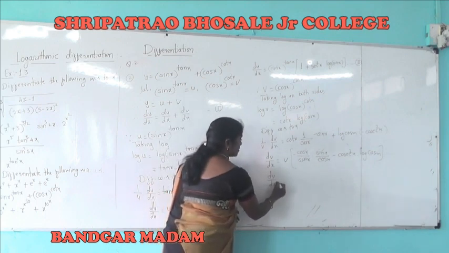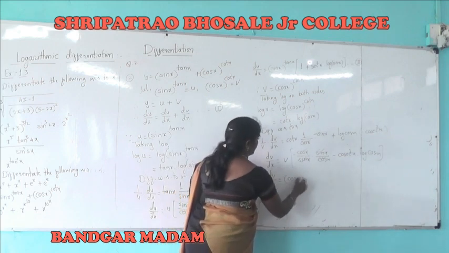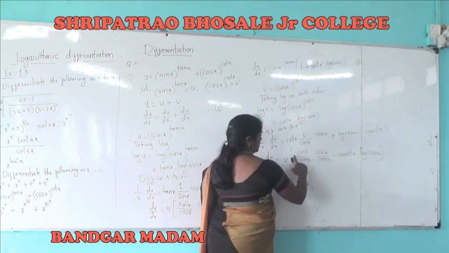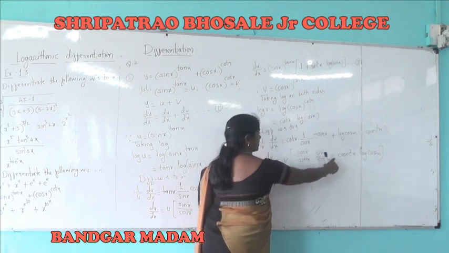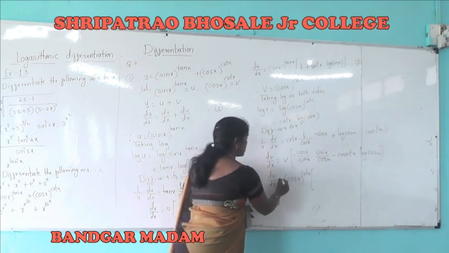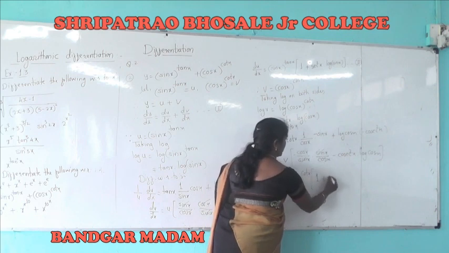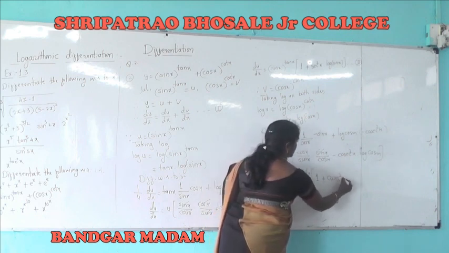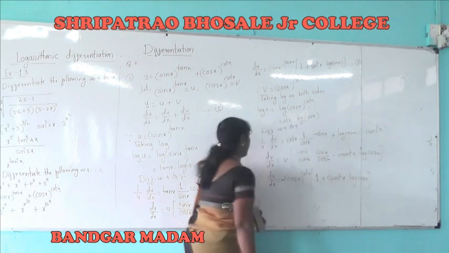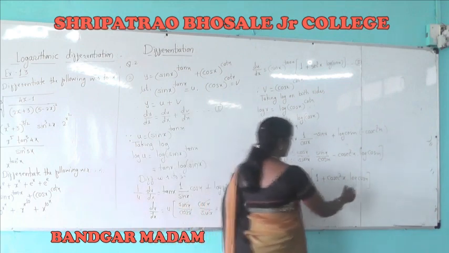dv by dx is equal to v, which is cos x raised to cot x, in brackets. Here there is a minus sign and a minus sign. Both the values have a minus sign, so we take minus as common. So minus of cos x raised to cot x times 1 plus cosec square x into log of cos x. So this is our dv by dx, equation 3.